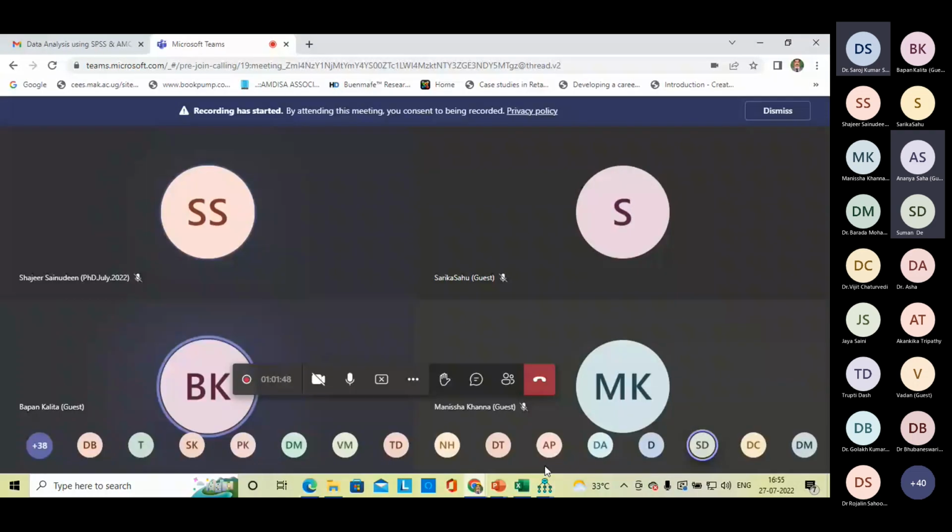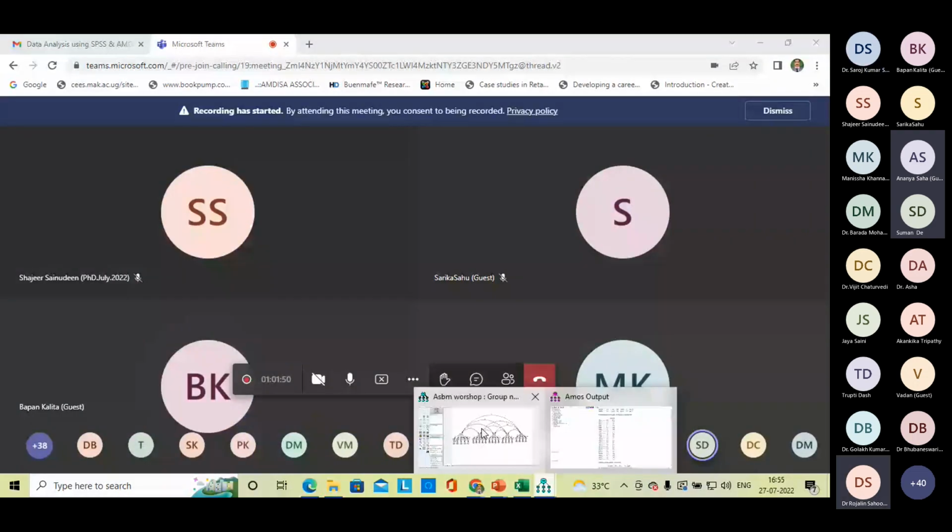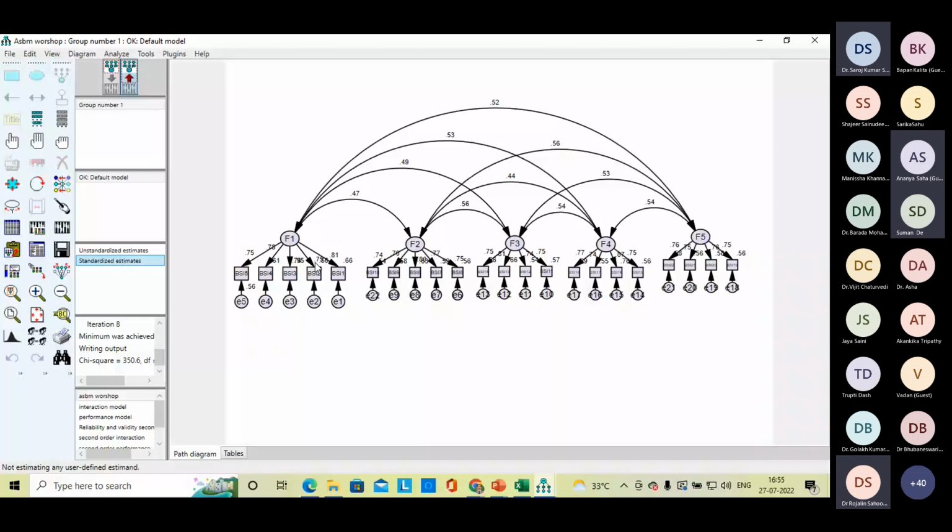These values are appearing here. Look here. These values are appearing here: 0.81, then 0.75, then 0.74. These values are in the diagram, yes. Please look at my cursor movement, my screen.